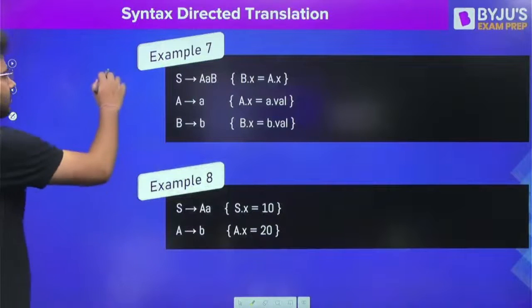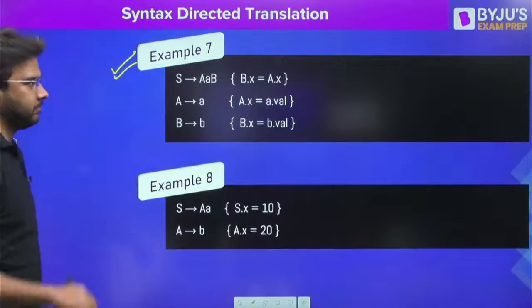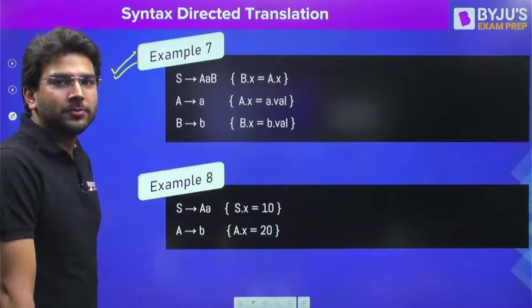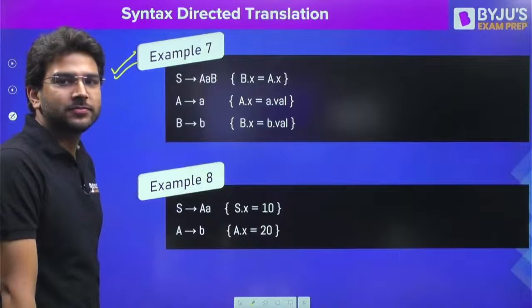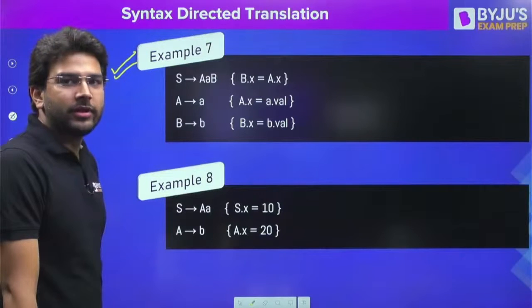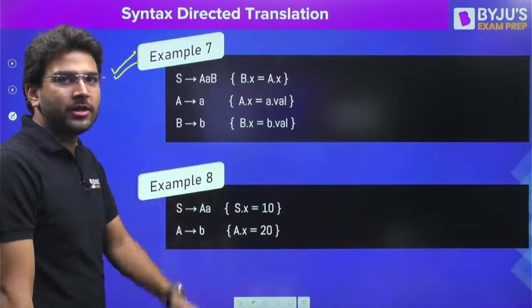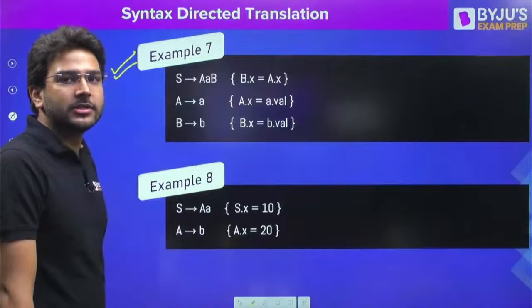What about this one? 7th example. B is taking the value from A. A dot x is equal to A dot value, B dot x is equal to B dot value.